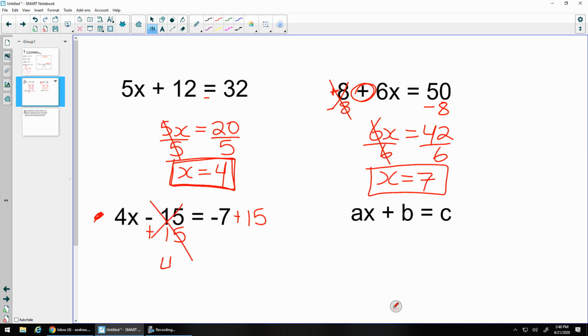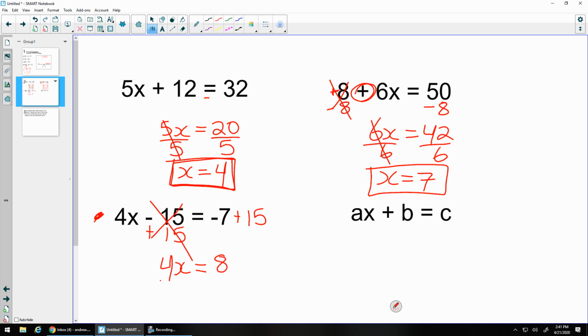I'm just left with 4x is equal to now negative 7 plus 15. So I'm adding a positive 15, so my value is going to get bigger from negative 7 by 15. So to go from negative 7 up to 0 would be 7. What's left to have gone up 15? Well, I'd have to go up 8 more. So negative 7 plus 15 is 8.